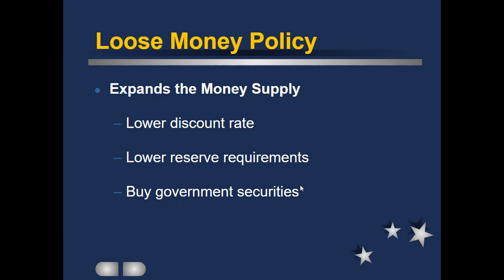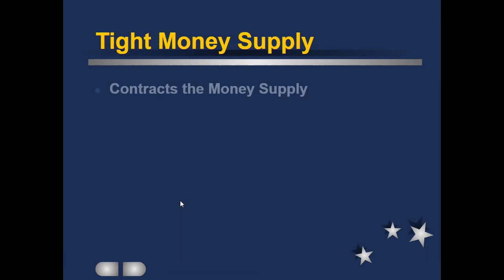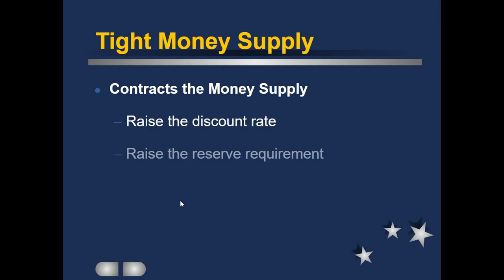This is what happens when they, quote, print money. If they're buying up government securities, that means they are buying up government debt. So that's putting more money from the government into the economy. If they want to tighten up the money supply, they would do the opposite of those things. They would raise the discount rate, raise the reserve requirement, and sell government securities.